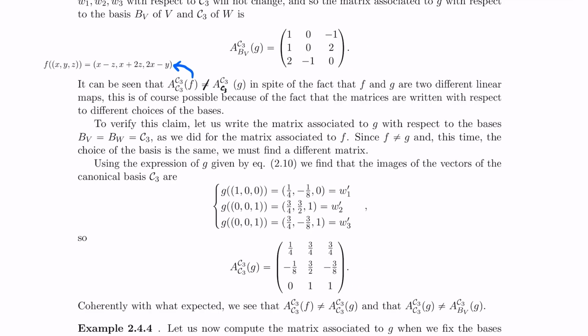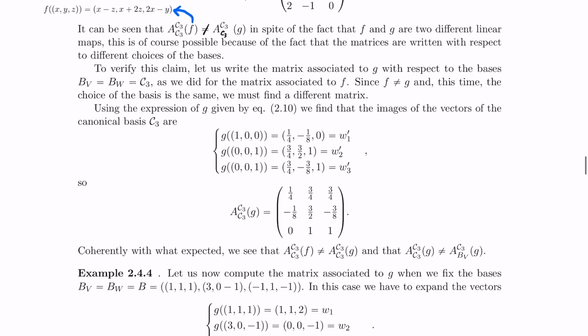I think that now, with all these examples, the importance of the choice of the basis for the domain and range vector space when we associate a matrix to a linear map has become clear. Finally, let's pass to the last example, this one.